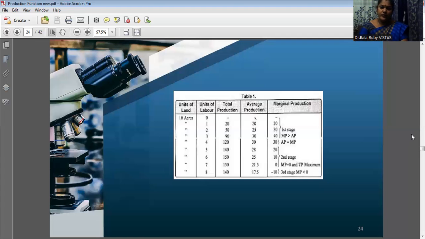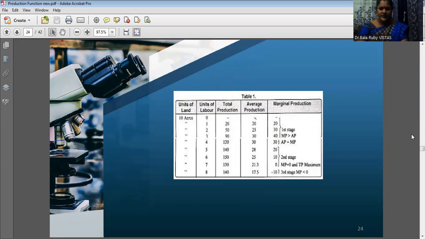Now you come to the 4th unit of labor. Total production is 120 divided by labor 4. So 120 divided by 4 is equal to 30. Then total production is 140 divided by labor 5. Then average production is equal to 140 divided by 5, that is equal to 28, right? So if you listen to the class very properly, surely you have a clear understanding.